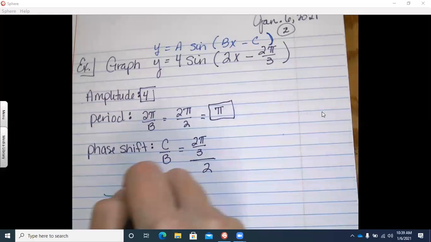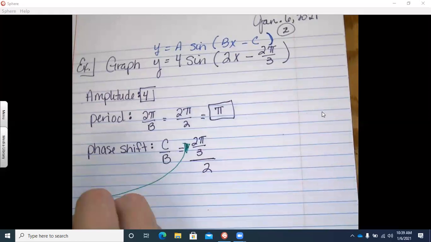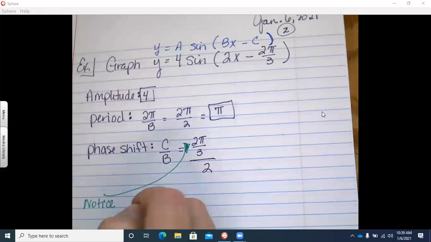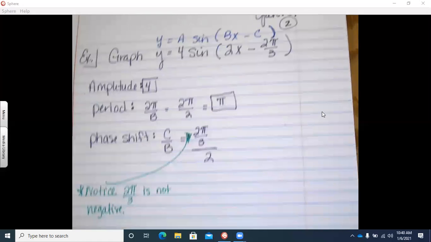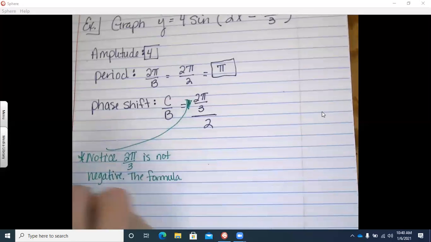I'm going to say notice 2 pi over 3 is not negative. The formula changes the sign of C.